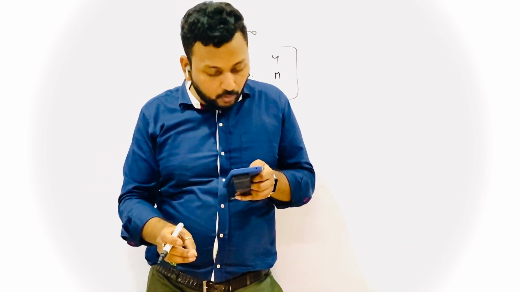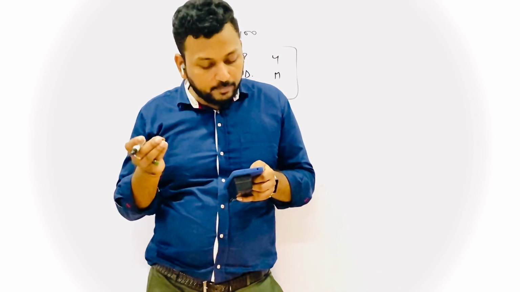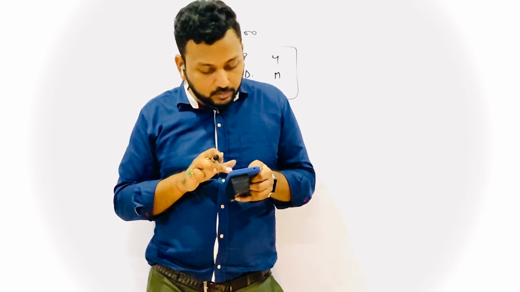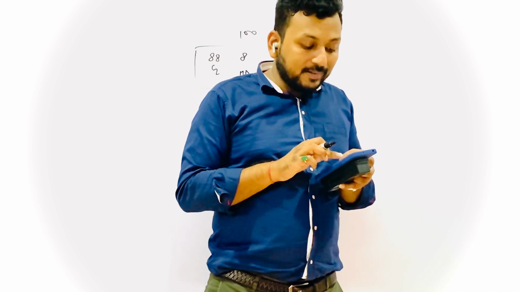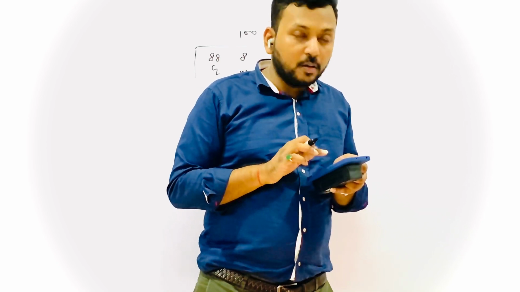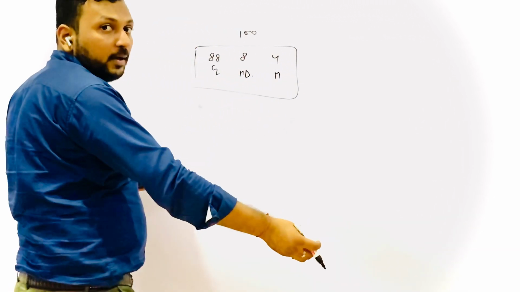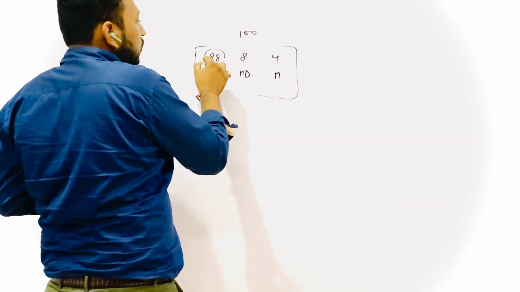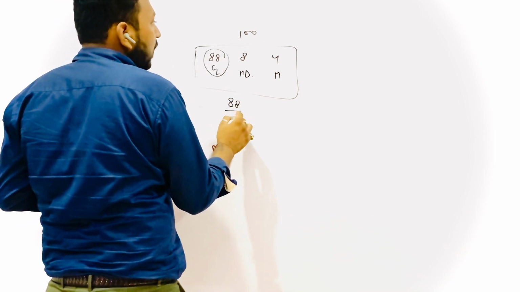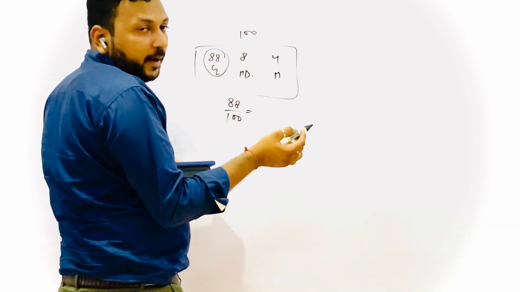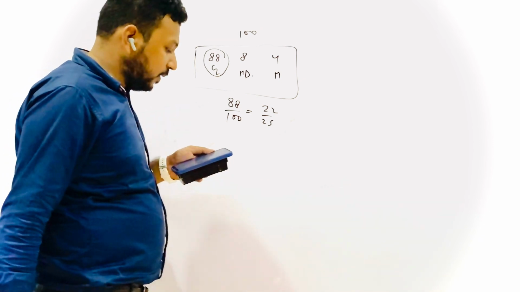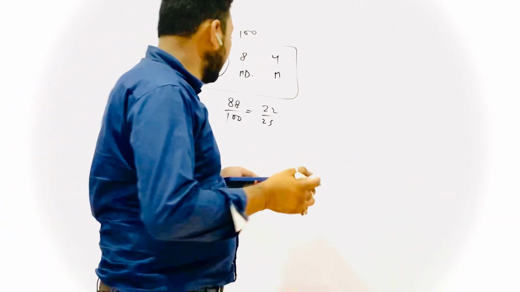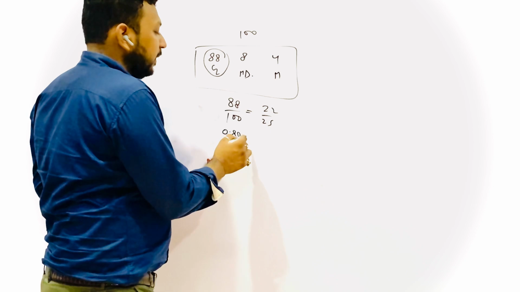One shirt is drawn at random. So Jimmy will only accept that. So what is the probability that it is acceptable by Jimmy? Jimmy accepts only when shirts are good, right? So if he draws and the shirt is good, what is the probability? Favorable upon total, right? So it gets cancelled to 22 by 25, or you can directly write it in decimals as 0.88.